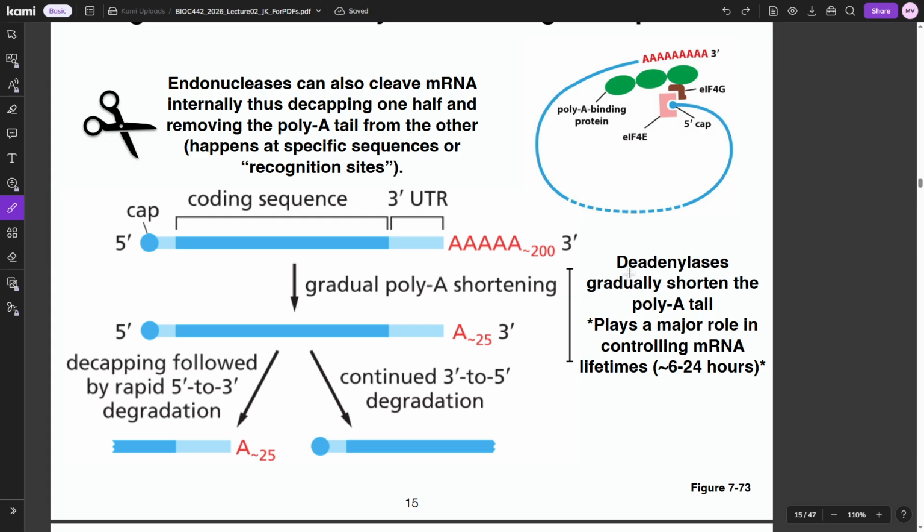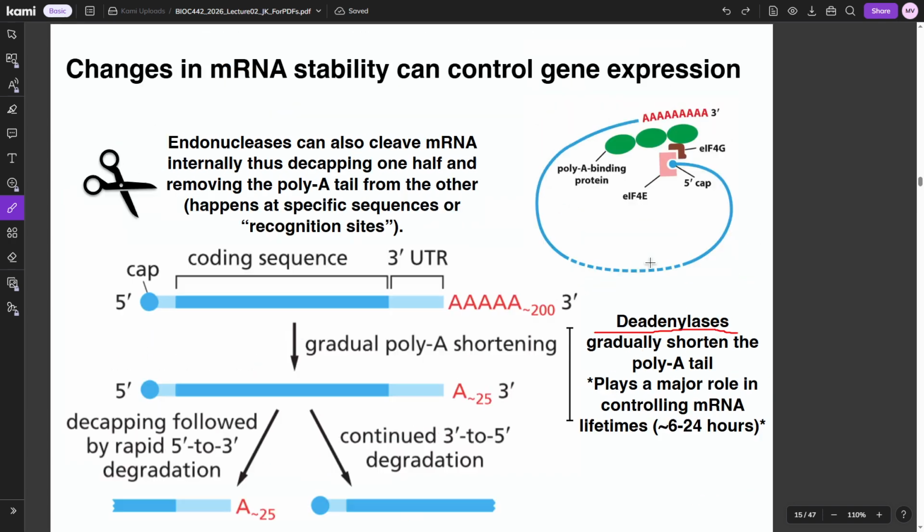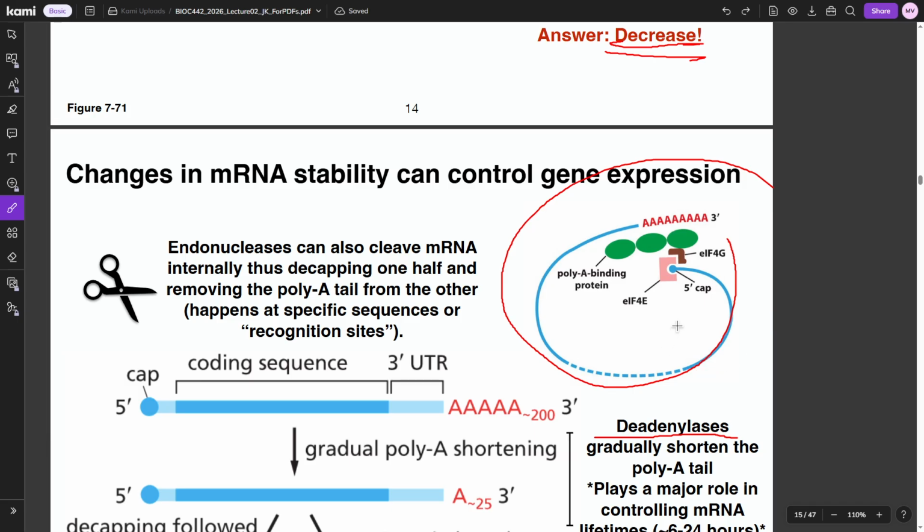Deadenylases gradually shorten the poly A tail. We talked about this before. This shortening process occurs because of deadenylases, generally speaking. Remember that this complex is in this weird equilibrium with the deadenylase version, where the deadenylase is bound to the 5' region, and then once it's bound to the 5' cap, it eats away at this poly A tail, right?